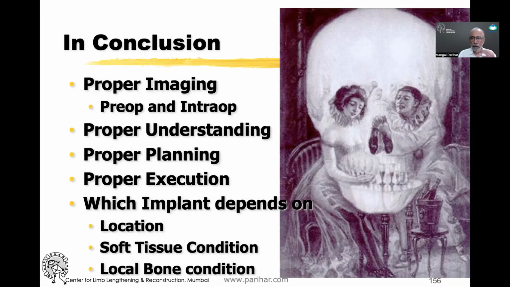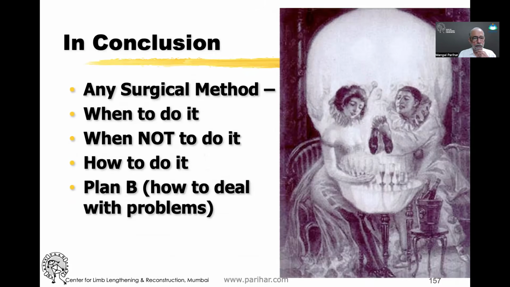And that depends on the location of the deformity, whether it's in the diaphysis or the metaphysis. As I said earlier, diaphysis can be well corrected by nail oftentimes. If it's the metaphysis, you may need to use a plate or an external fixation. It also depends on the soft tissue condition. If soft tissue conditions are good, internal fixation can be used. If soft tissue conditions are not good, then external fixation would be the better idea. And the local bone conditions, right?